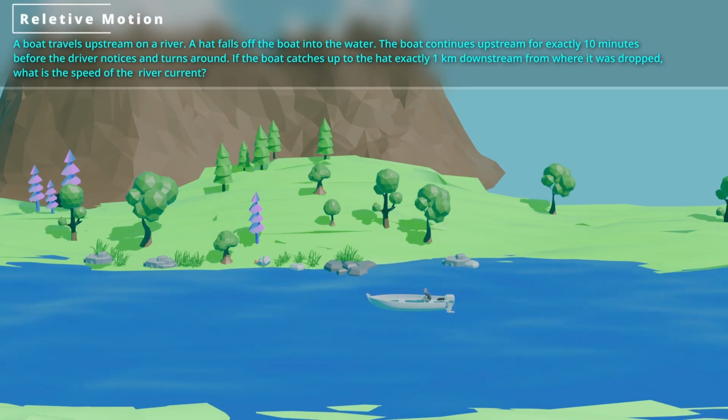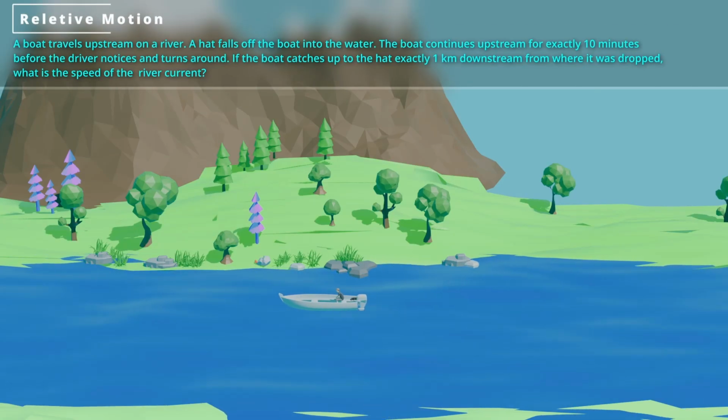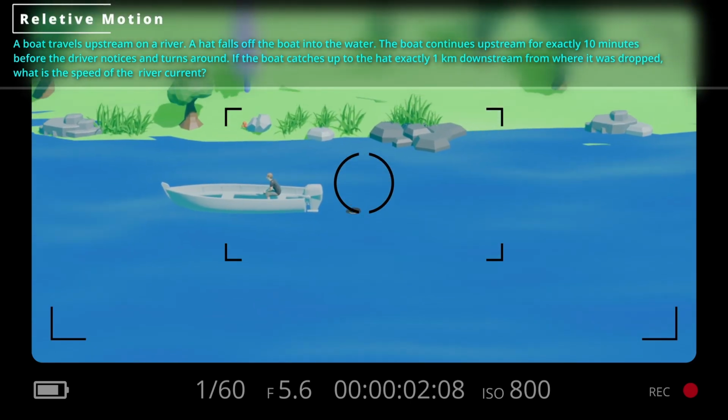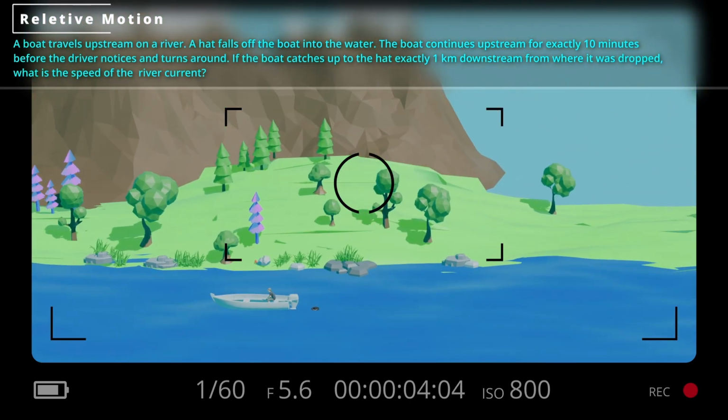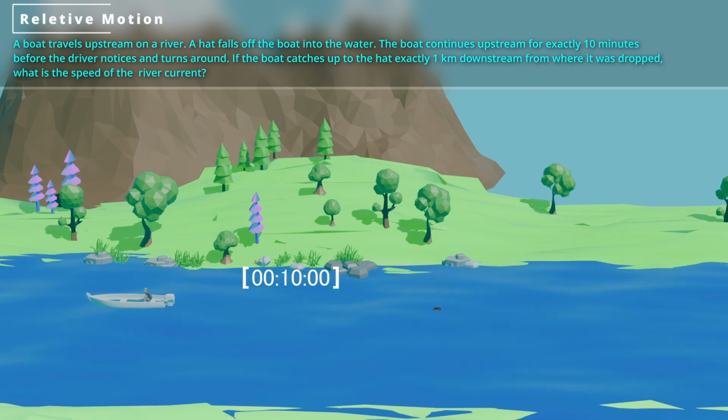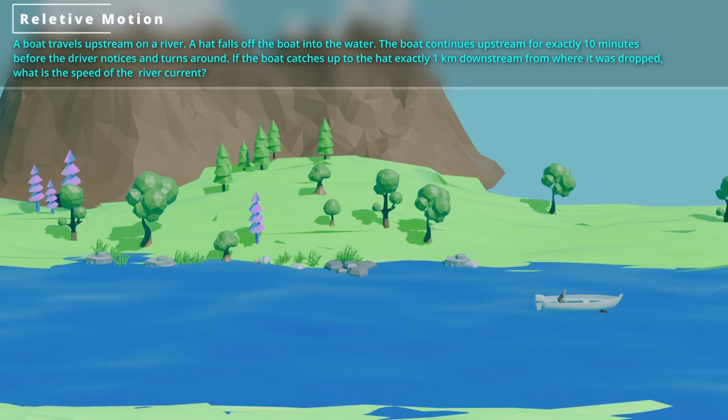Imagine you are driving a boat upstream against the current of a river. Suddenly, a gust of wind blows your favorite hat into the water. You don't notice it right away. In fact, you keep cruising upstream at a constant throttle for exactly 10 minutes. Finally, you realize it's missing. You turn the boat around right away and cruise downstream with the exact same throttle to rescue your hat.